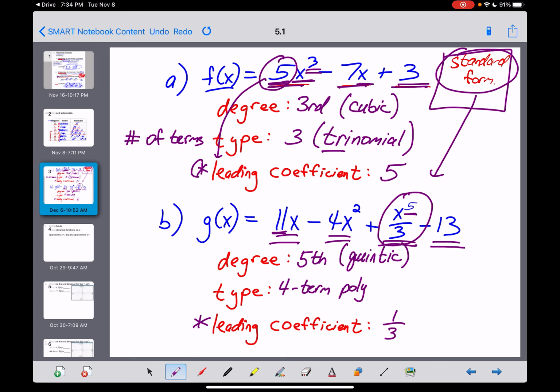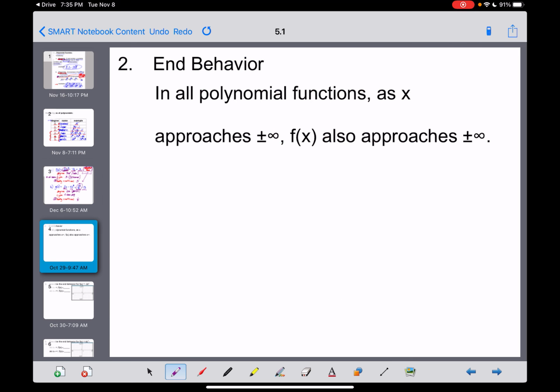And I wanted to hit this concept of leading coefficient because that's going to come into play and be important later on this year, guys, when we start talking about horizontal asymptotes in rational functions. And I'm sure when we get there, you'll remember everything we talked about right now. Okay, so what are we going to do next, guys?